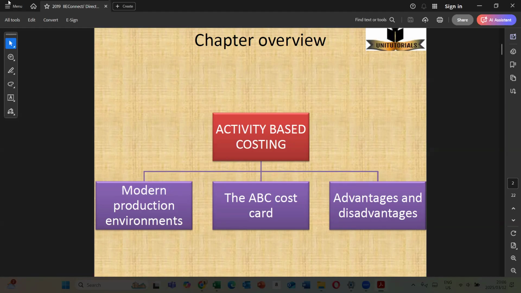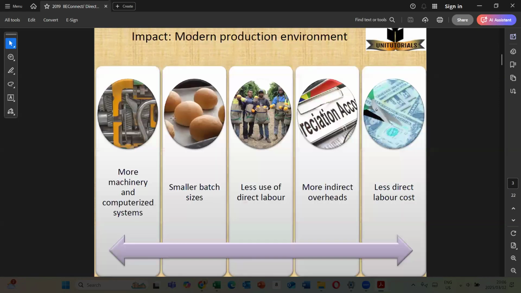So activity-based costing is applicable to the modern production environment where we talk about robots. And then we have what we call the ABC cost card, which we're going to touch on, and then the advantages and disadvantages of ABC. So I want to look at the modern production environment versus the old production environment.